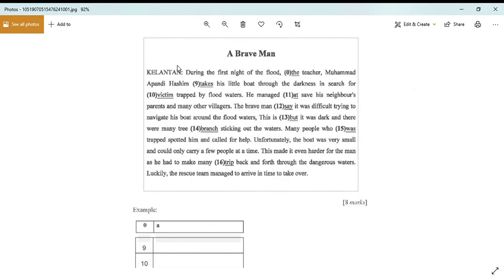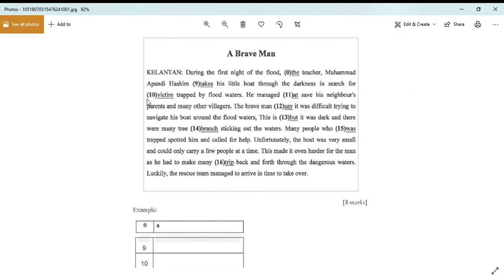Look at here. To identify the tenses, you have to look at the verb. Untuk kenal pasti tenses sama ada present tense or past tense, awak kena kenal pasti dia punya verb or perbuatan. So kalau tengok kat sini, the first line ada tak verb kat sini? Tak ada. The second line, Apandi Hashim takes his little boat through the darkness in search for. Kat sini pun ada tapi salah, this is wrong. So ignore this line.